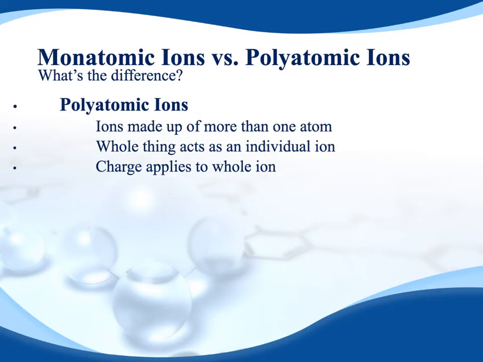A polyatomic ion: we started talking about these yesterday in class, and hopefully you've done some work with them over the last few days. These are ions made up of more than one atom. The whole thing acts as an individual ion, so you don't get to break it apart. You don't get to decide which atoms you want and which you don't. The whole thing acts as an ion, and the charge applies to the whole thing. So, for instance, an NO3 -1 charged ion is called a nitrate ion.